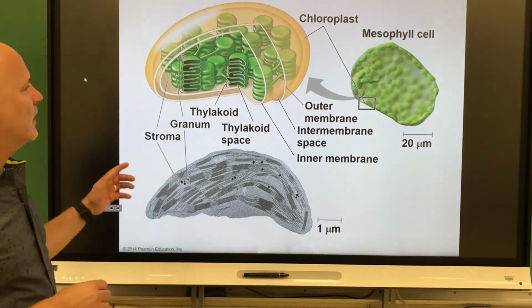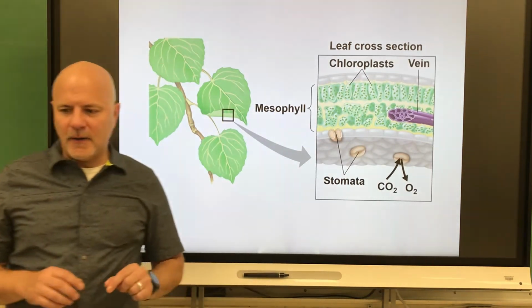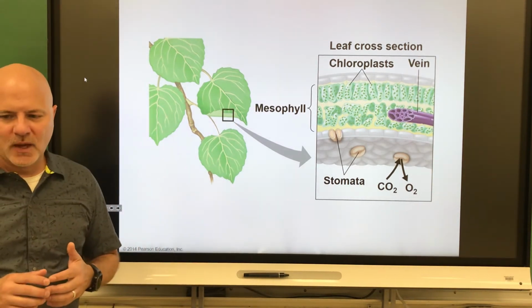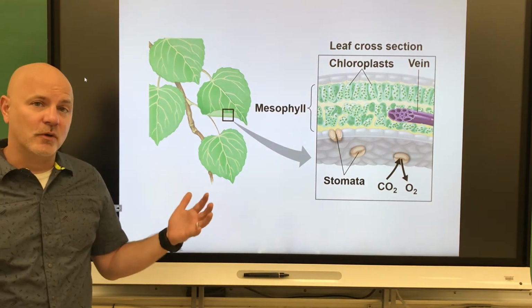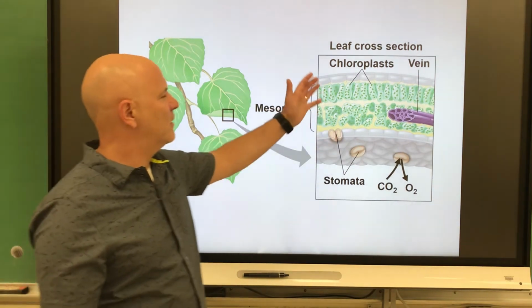Okay, so if we look inside of a leaf, this is showing a leaf right here. We look inside of it. The leaf is the main organ of photosynthesis in a plant. They're typically broad to absorb more sunlight. All right, so we cut into a leaf, we're going to see different parts of it.